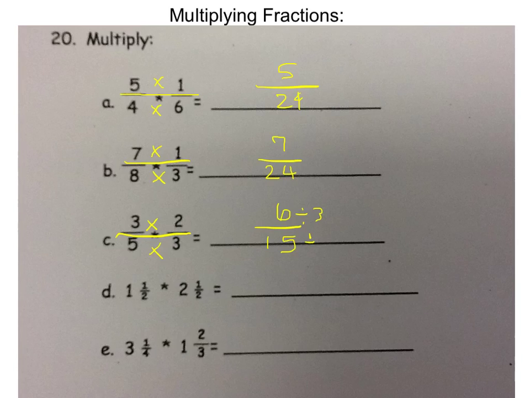I know that I can simplify this because 3 is a common factor. 6 divided by 3 is 2. 15 divided by 3 is 5.